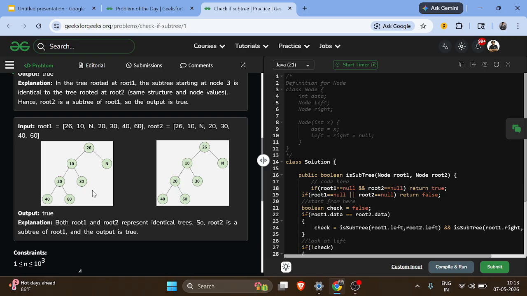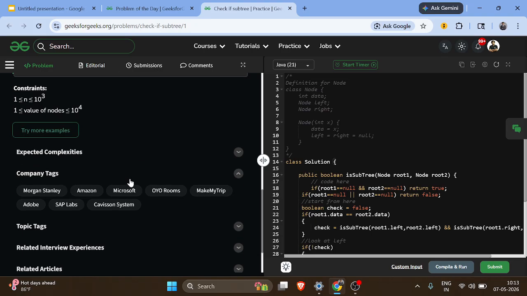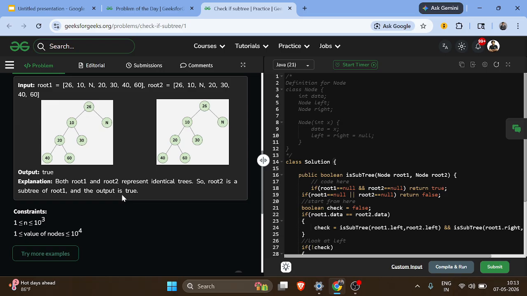And if you carefully observe the second test case, both root 1 and root 2 are identical. Why identical? Because 26, 26, 10, 10. You can see that in each and every position, both trees have the same node as well as the same value. So both trees are identical, and if two trees are identical, we can say that one is a subtree of the other because both are already equal. So that is the question.